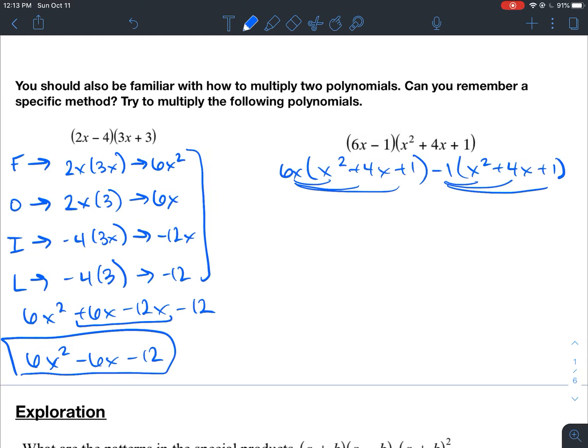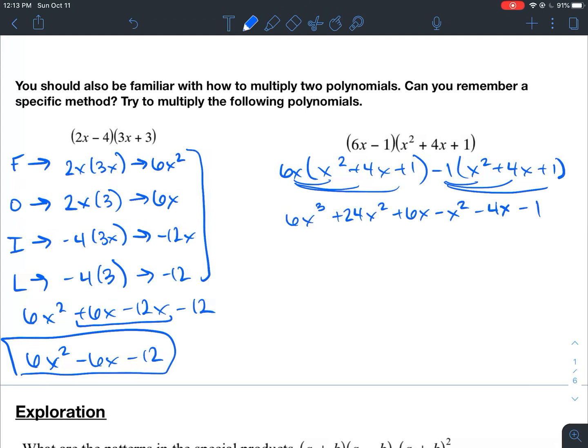So for the first one, it's 6x times x squared. That's going to be 6x squared. Actually, it's going to be 6x cubed, sorry about that, because that's x squared times x, so that's x cubed. Now 6x times positive 4x is plus 24x squared. And 6x times 1 would be 6x. Now we go to the next side. So we have negative 1 multiplied by x squared, that's negative x squared. Negative 1 times 4x is negative 4x. Negative 1 times positive 1 is negative 1.